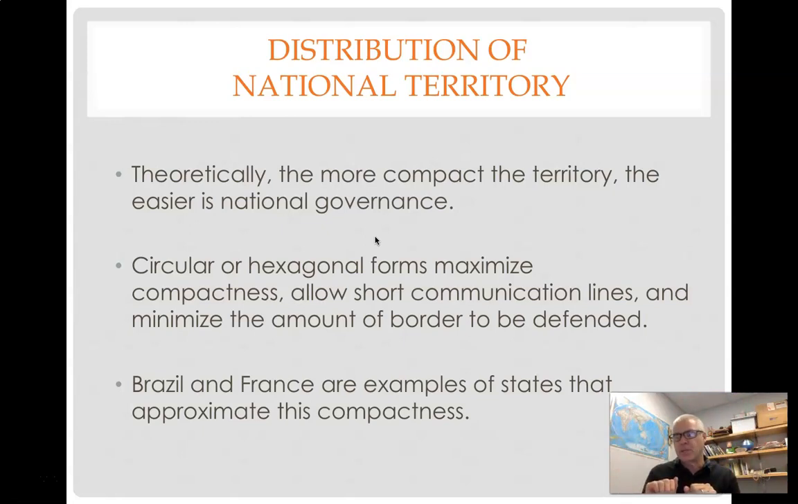Also in theory, you'd have more cultural similarity if you're covering a very compact space. So circular or hexagon forms maximize compactness, shorter lines of communication, and the amount of border that you have to defend is somewhat obvious, things like that. So Brazil, France, those are good compact states.